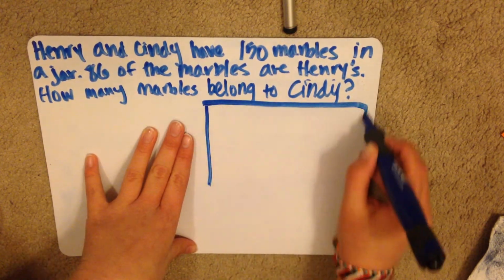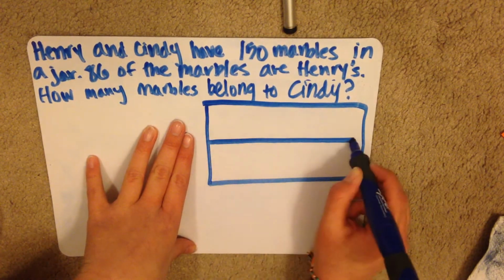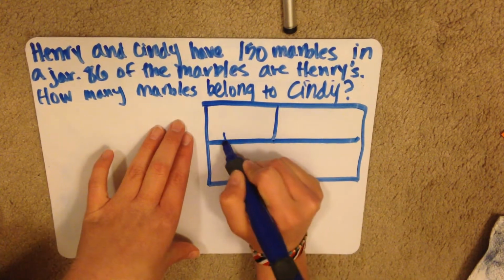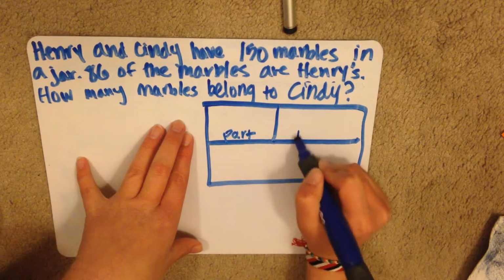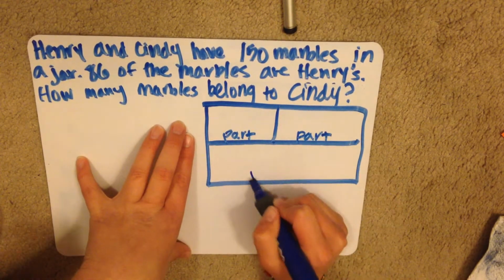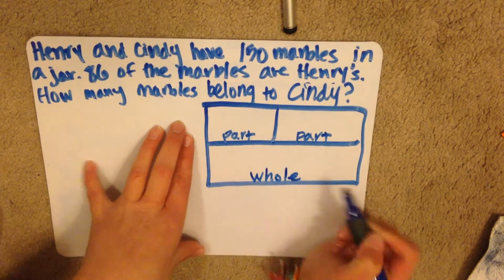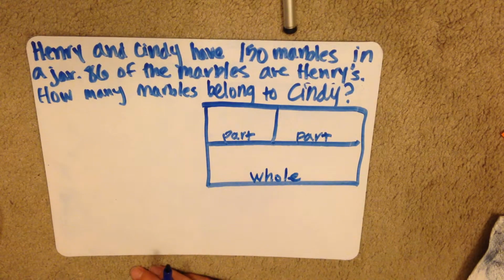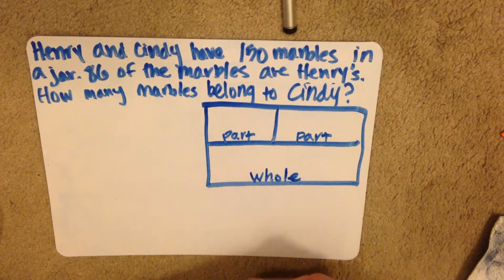So let's go ahead and draw our part-part whole diagram. We have this part and this part, which come together and give us our whole. So let's look at our problem and set it up. We know how many problems we have in all. So let's look at what we have.